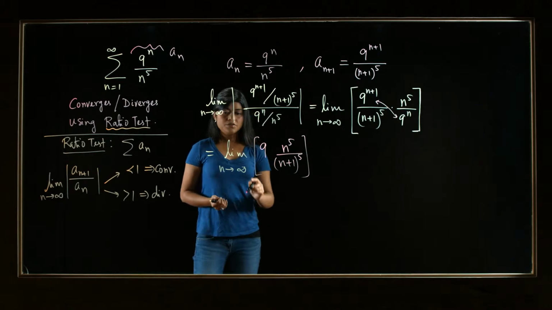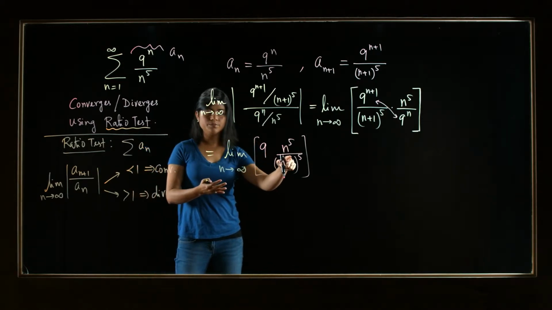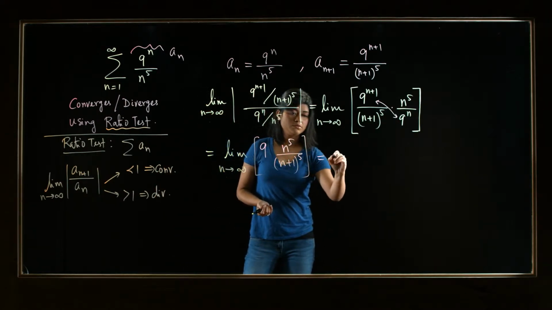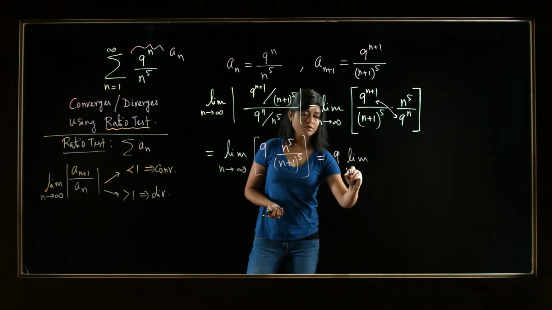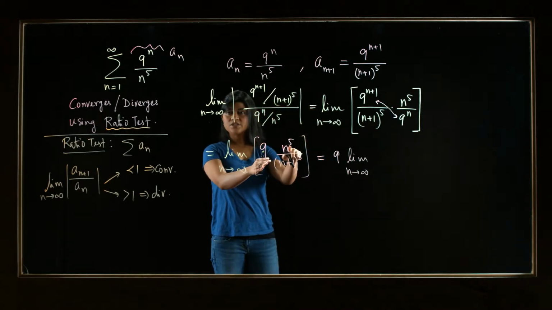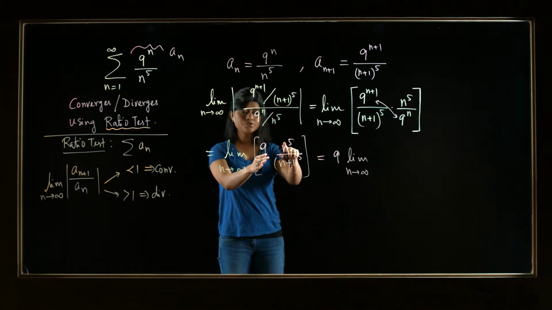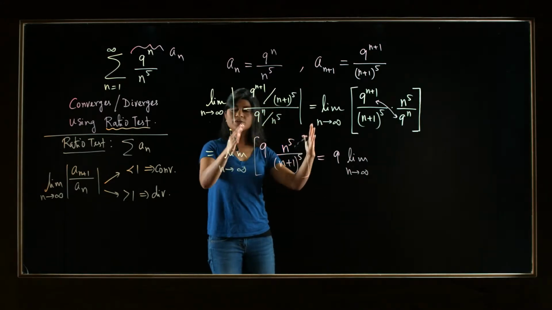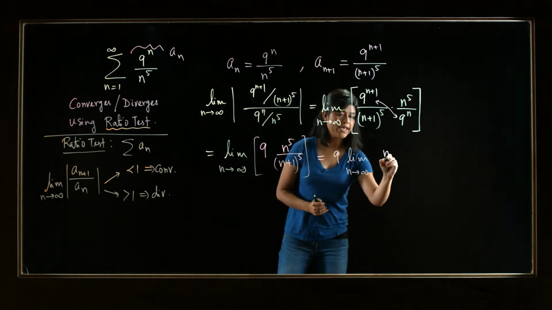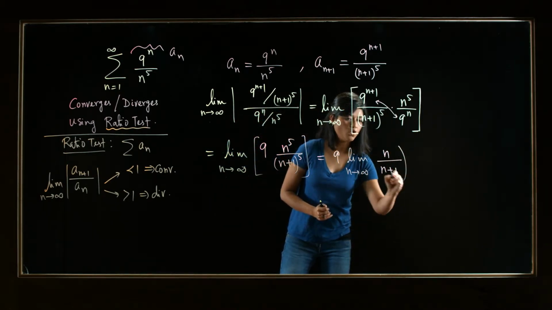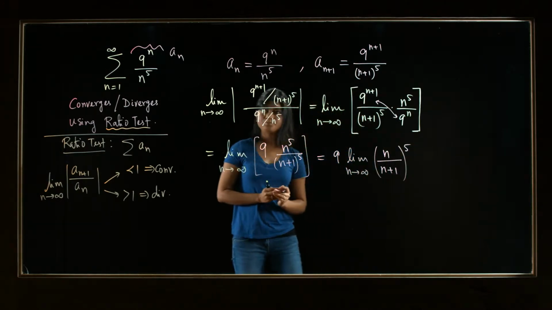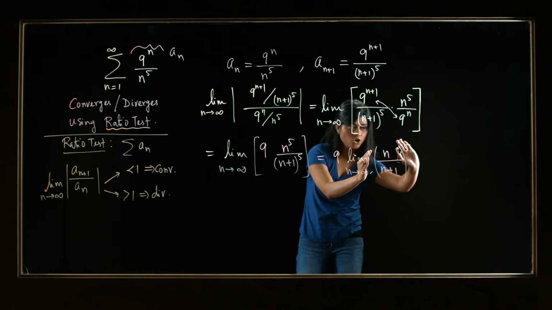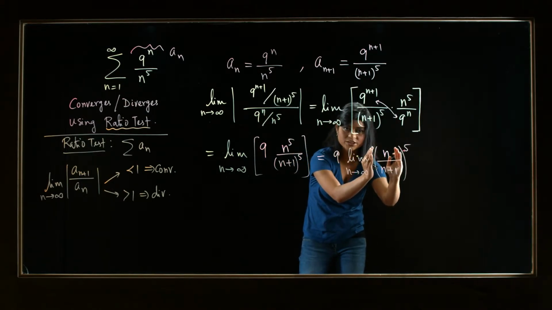Okay. Now this limit is on n. N is the variable. Of course, 9 is a constant. If you want, you can pull it outside the limit. So it's 9 times limit of. And now, this is a little trick that I will use. See, both the numerator and the denominator is raised to the power 5. So I'm going to combine them together into n over n plus 1, the whole thing raised to the power 5.